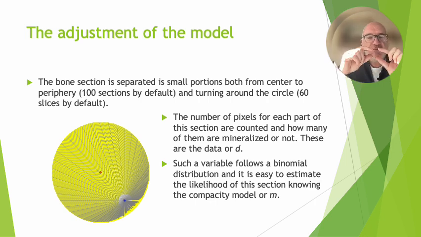So for each section, we count how many pixels are mineralized and how many pixels are non-mineralized, and such a variable follows a binomial distribution. So it is easy to estimate the likelihood of the compactness in each of these sections. So this is the model, and the observation of the number of mineralized and non-mineralized pixels are the data. So we have data, we have a model, and we try to make the best correspondence between data and model. We will see a little bit later how mathematically we will do it.